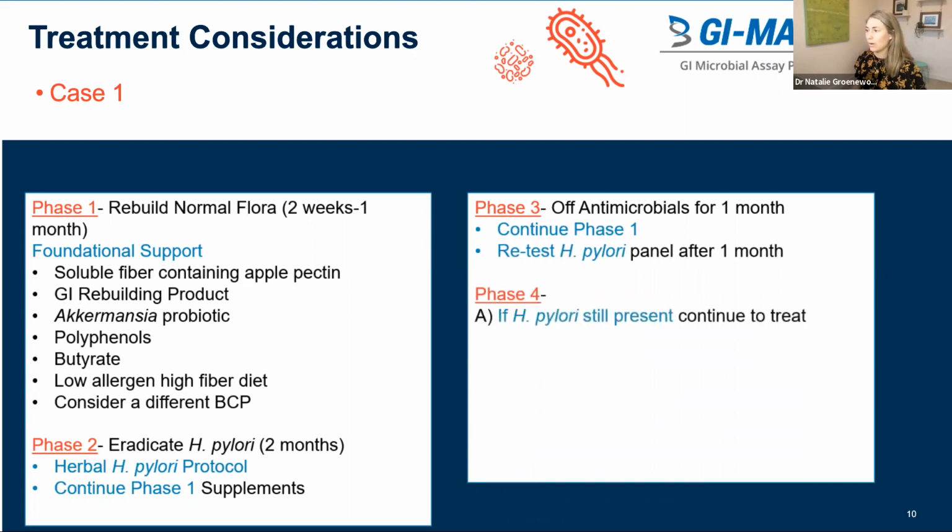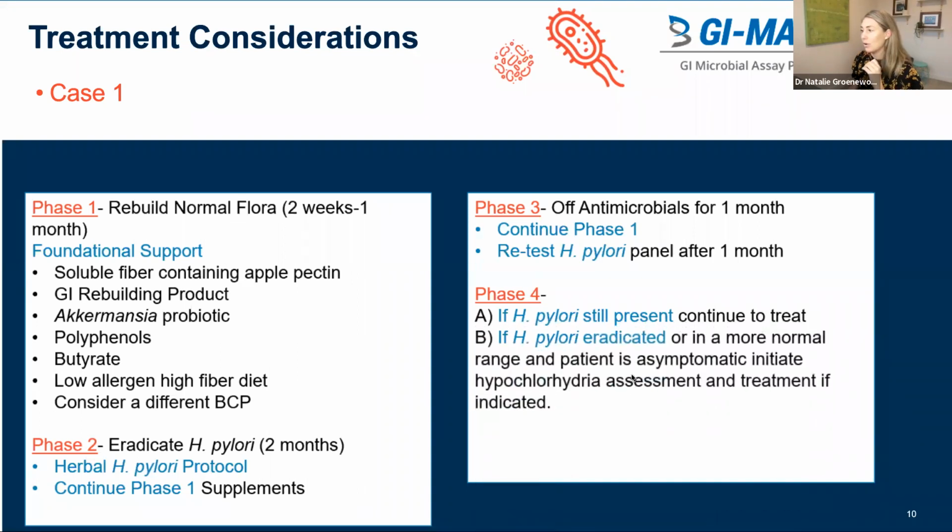So phase 4, if H. pylori is still present, we're going to continue to treat. And again, just because we want to make sure that we're not going to have that continued secondary hypochlorhydria. And then if it is gone or in a more normal range and the patient's asymptomatic, I do initiate a hypochlorhydric assessment.